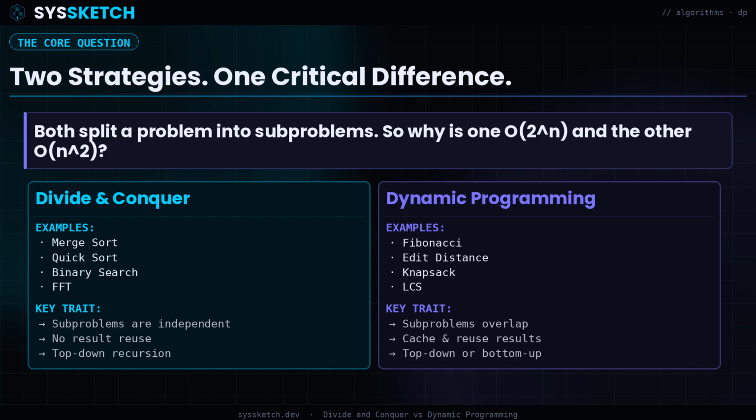Here is the question that trips up almost every developer the first time they encounter it. Both strategies split a problem into smaller pieces and recurse on each piece. Why does one blow up exponentially while the other stays polynomial? The answer comes down to one word: overlap.